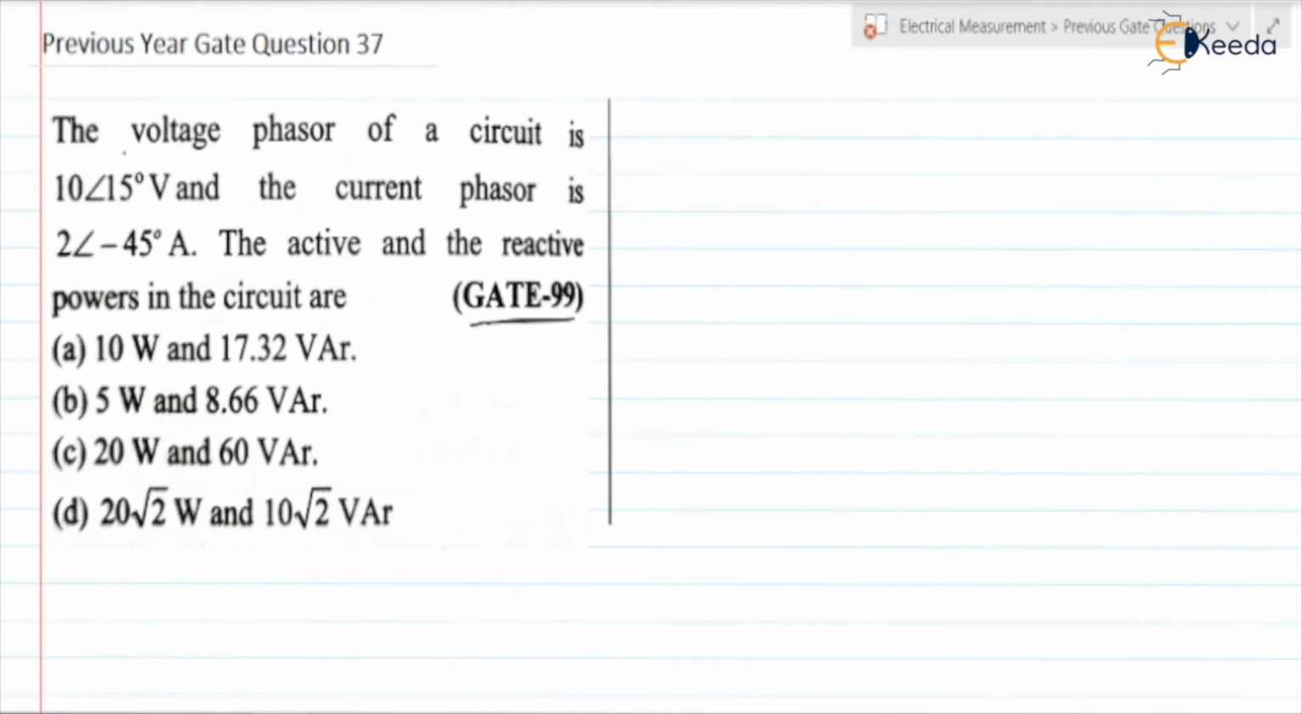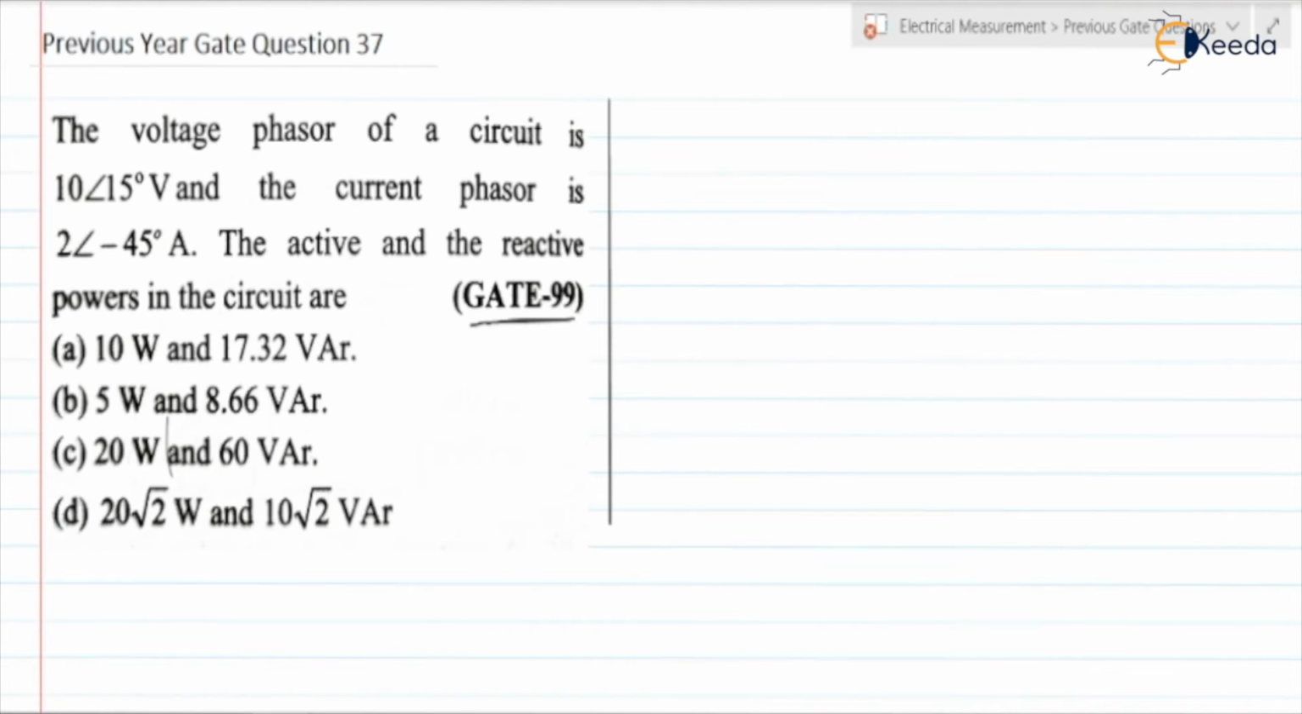Previous year GATE question number 37. Let us read the question. The voltage phasor of a circuit is 10 at angle 15 degree volt and the current phasor is 2 at angle minus 45 degree ampere. The active and reactive powers in the circuit are, and here we are having the four options.